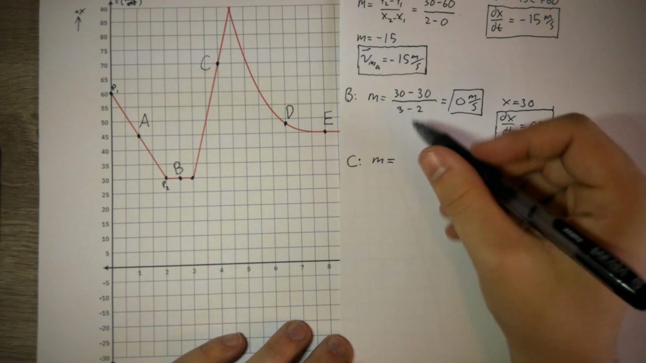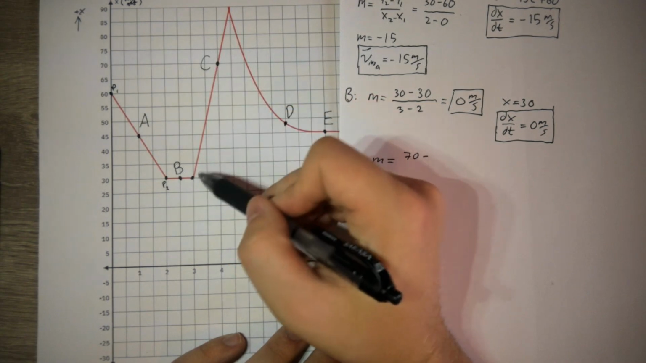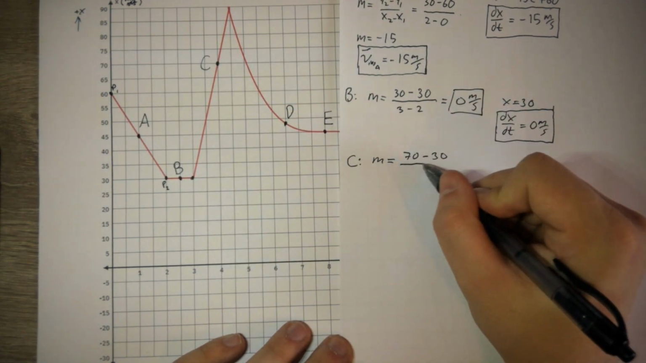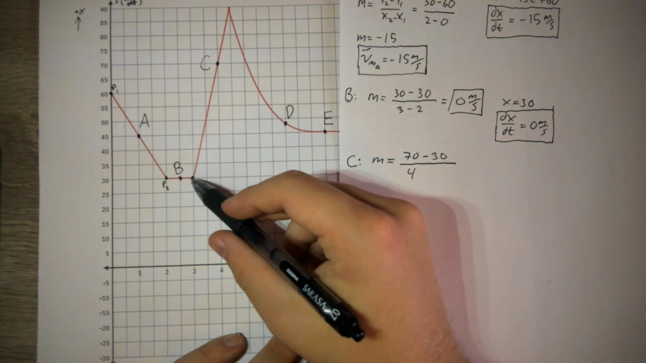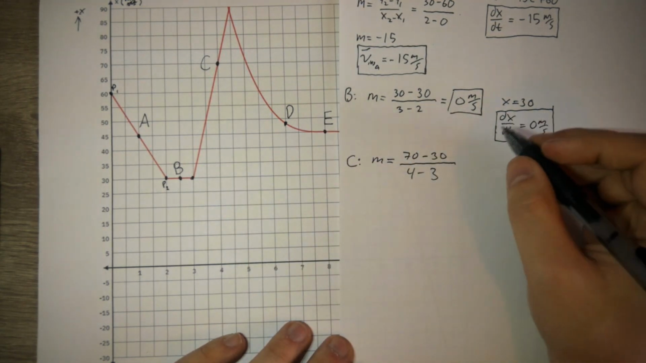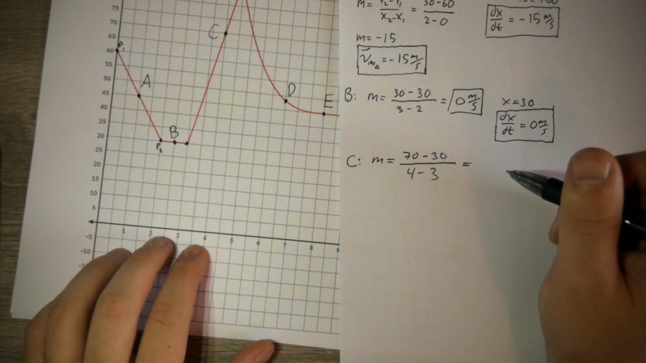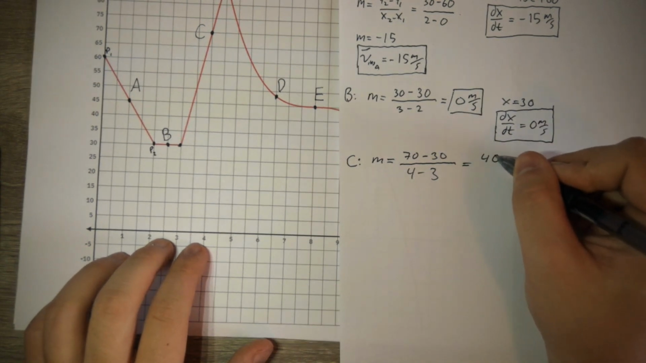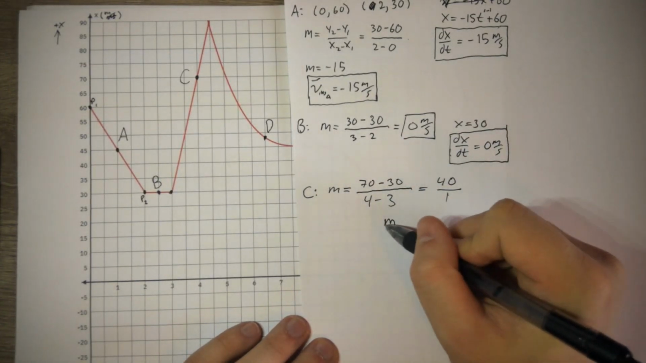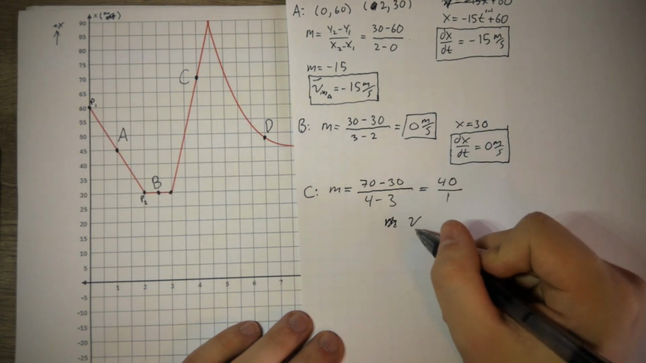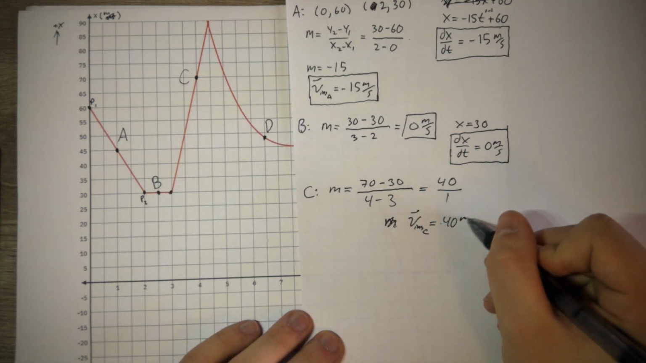So we have our P2, which is 70, minus y1, so that's y2 minus y1, which is 30, divided by x2, which is 4, minus x1, which is 3. And so what we get is 40 over 1. And so our slope, which I'll write as our velocity because that's what it is, our instantaneous velocity at point C is 40 meters per second.